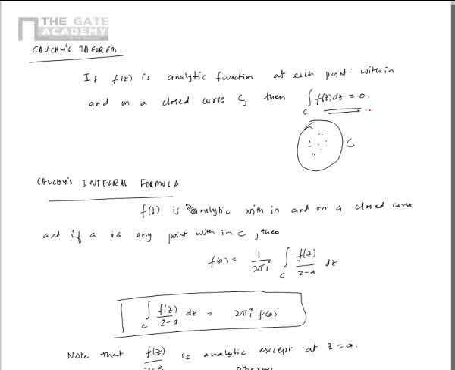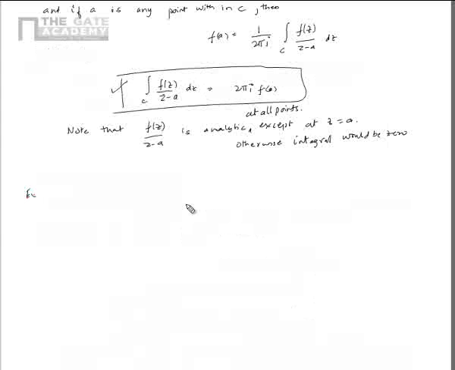If f of z is analytic at each point within and on a closed loop, then f of z by z minus a will also be analytic at all points except at z equal to a. Otherwise the integral would be 0. That's what the first result says. So something of this form you can easily evaluate using Cauchy's integral formula. Now let's solve some examples using this formula.